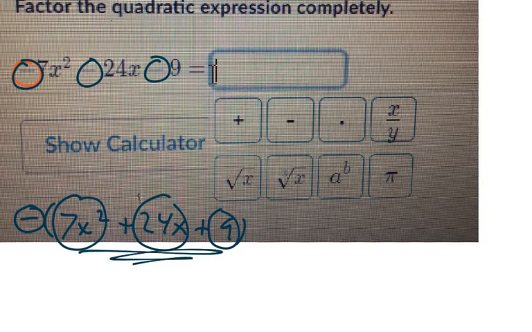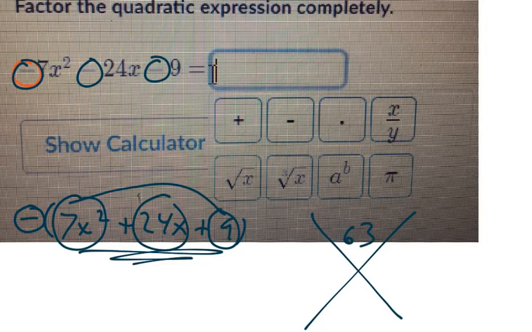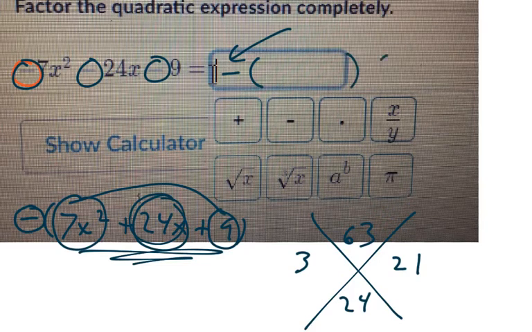Now, what we have left here, we're going to do an X on. We know 7 times 9 is 63, and we need a 24 in the middle, right? So let's see here. How are we going to make this work? Now, you may have to use your calculator, guys, but I know that 3 times 21 is 63. And 3 plus 21 is 24. So my answer right here, guys, is going to be a negative parentheses x plus 3, x plus 21.